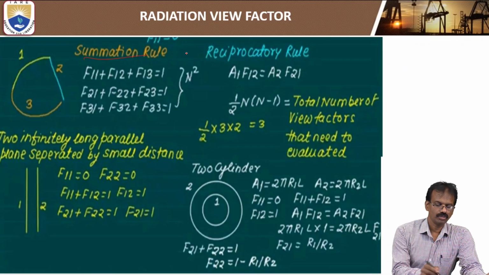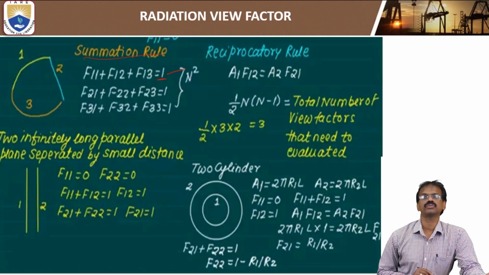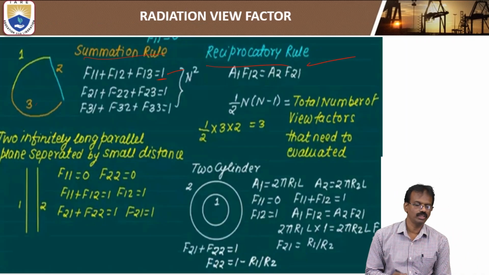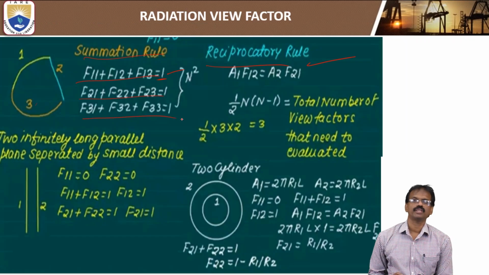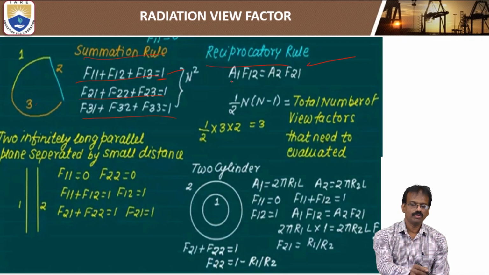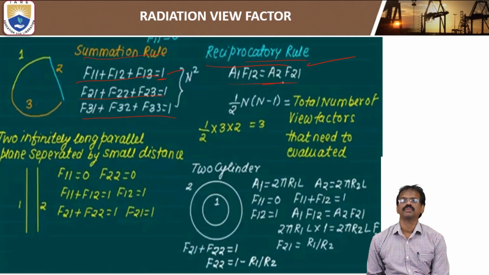So surface 1, surface 2, surface 3: F11 plus F12 plus F13 is equal to 1. Summation is equal to 1. Similarly, with respect to surface 2, F21 plus F22 plus F23 is equal to 1. With respect to surface 3, F31 plus F32 plus F33 is equal to 1. So this is the reciprocating rule: A1 F12 is equal to A2 F21. Here, in the summation rule, we see only the view factors: the sum of the factors is equal to 1 with respect to surface 1, surface 2, and surface 3. In the reciprocating rule, we see the areas of the two surfaces also.